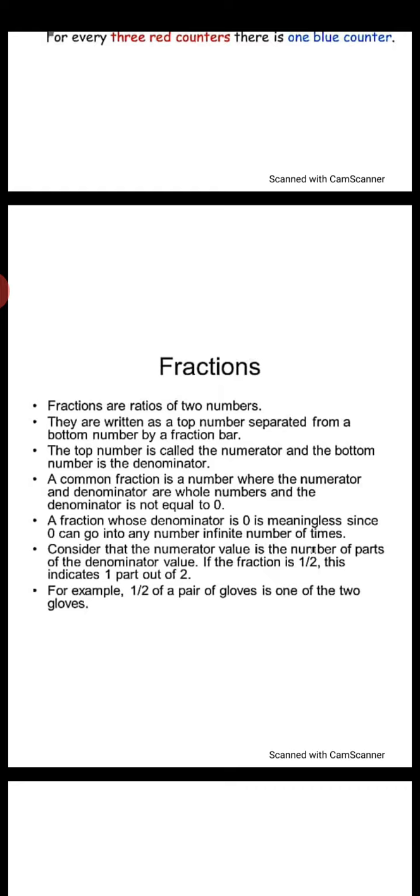So in this point, they basically try to say that the number that sits at the top of the fraction bar, we call the numerator. And the number that sits below the fraction bar, we call the denominator. Whole numbers are the numbers starting from 0 to infinity. A fraction whose denominator is 0 is meaningless since 0 can go into any number an infinite number of times. Consider that the numerator value is the number of parts of the denominator value. If the fraction is 1 by 2, this includes 1 part out of 2.